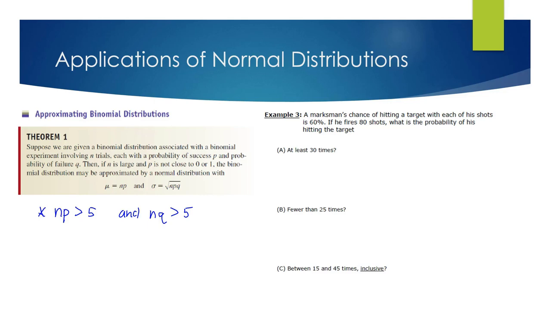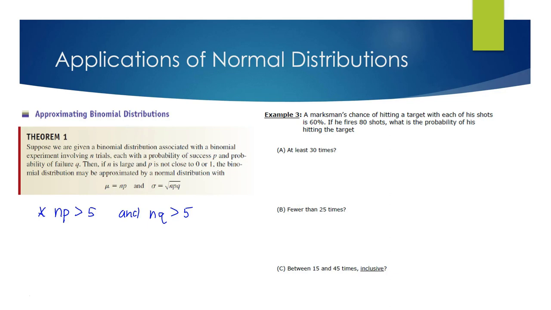So a marksman's chance of hitting a target with each of his shots is 60%. If he fires 80 shots, what is the probability of his hitting the target at least 30 times, fewer than 25 times, and between 15 and 45 times inclusive?